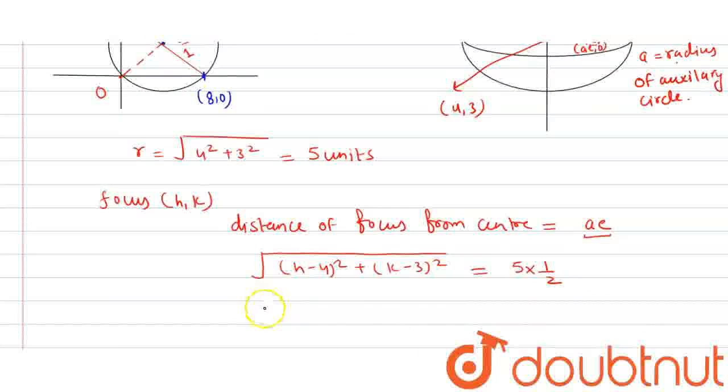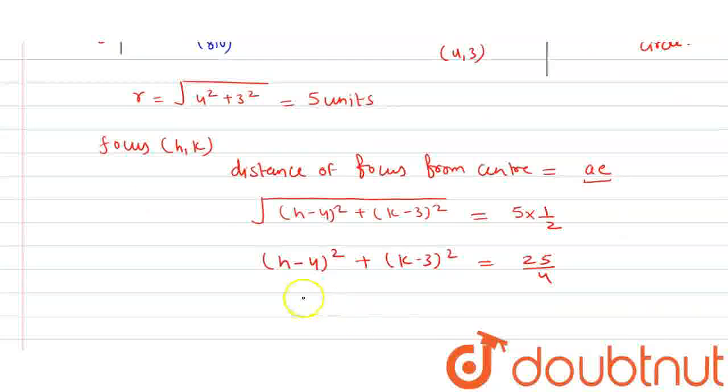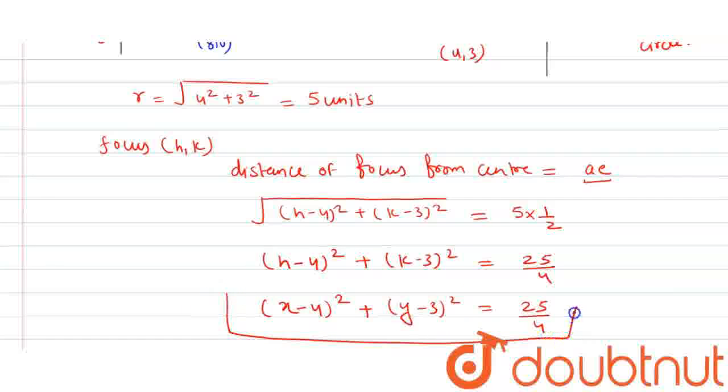Now squaring both sides, what will you get? You will get (h minus 4) whole squared plus (k minus 3) whole squared will be equal to 25/4. Now replace h and k by x and y because we have to find the locus. So (x minus 4) whole squared plus (y minus 3) whole squared will be equal to 25/4. This is the required equation for the locus of the focus. Thank you.